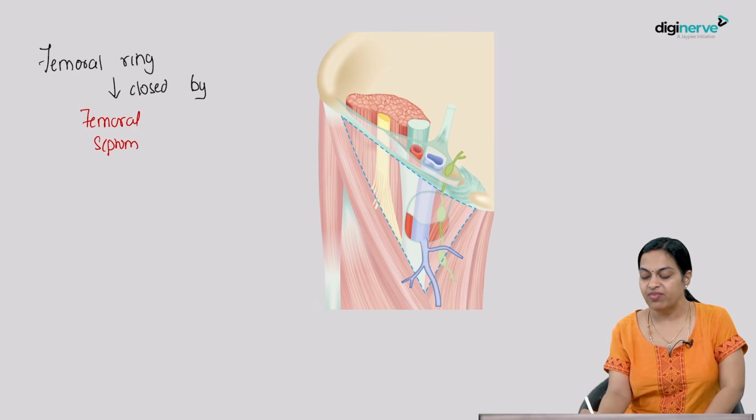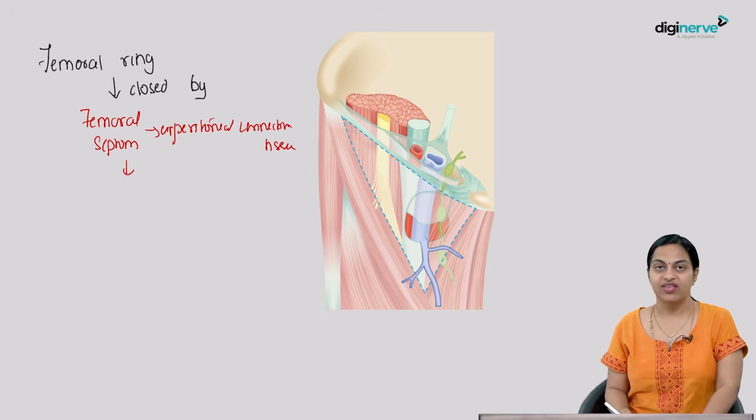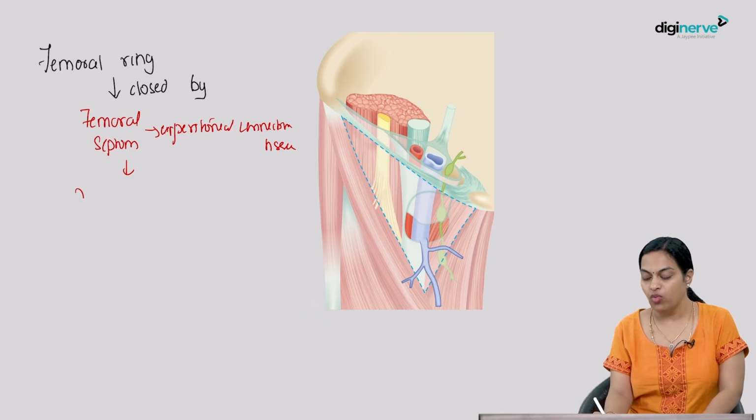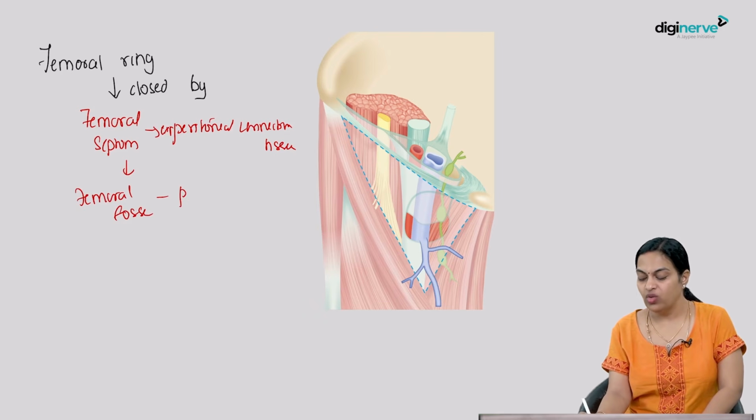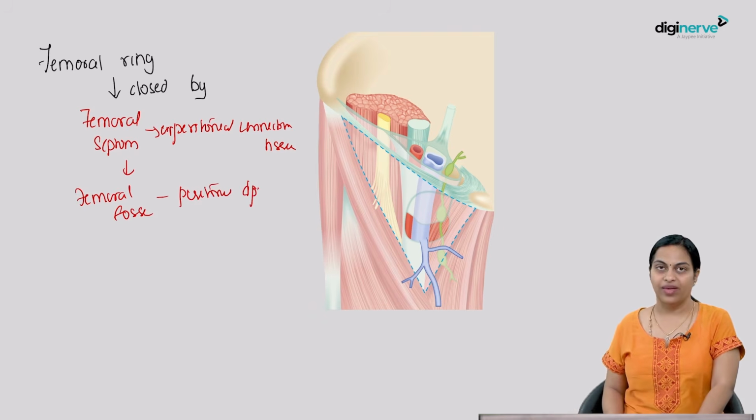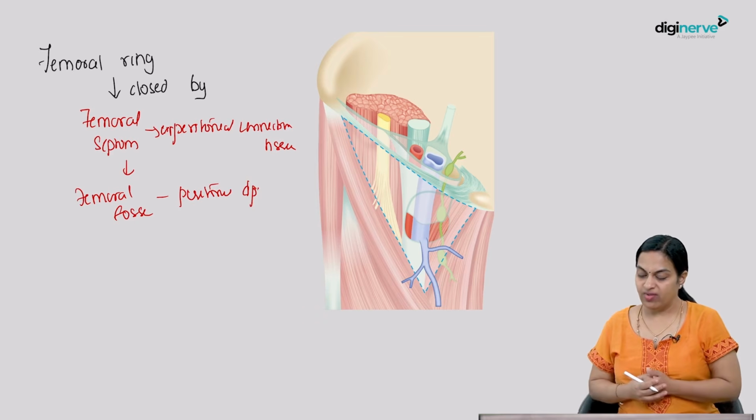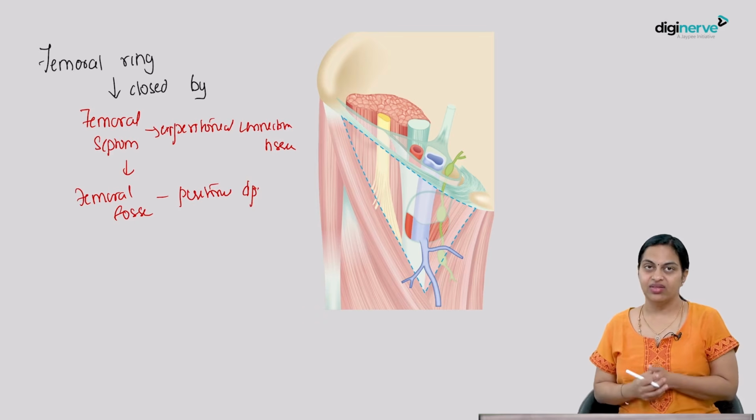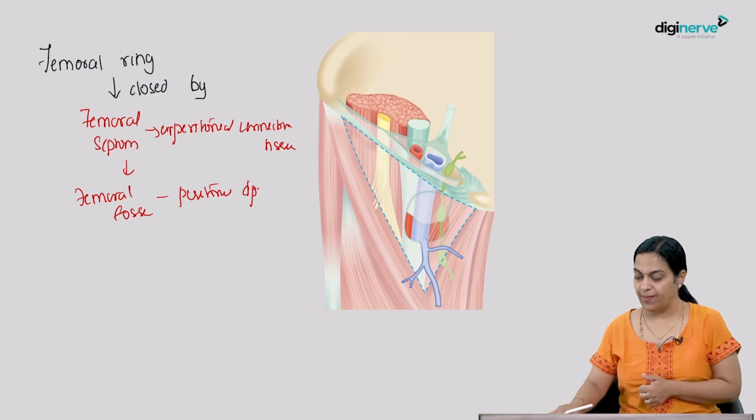This femoral septum is nothing but a condensation of the extraperitoneal connective tissue, right? And there is a depression above it called the femoral fossa, a peritoneal depression, right? Okay. So that's about the femoral ring, the femoral canal, femoral septum, and the femoral fossa.